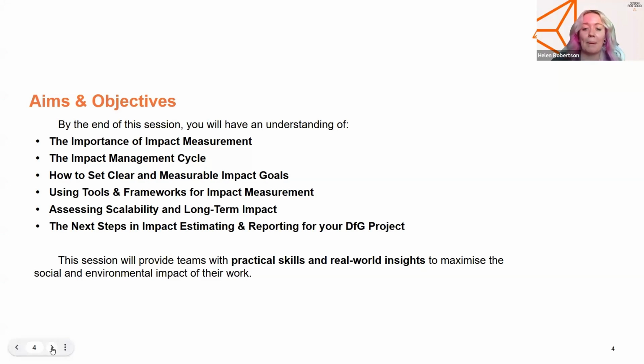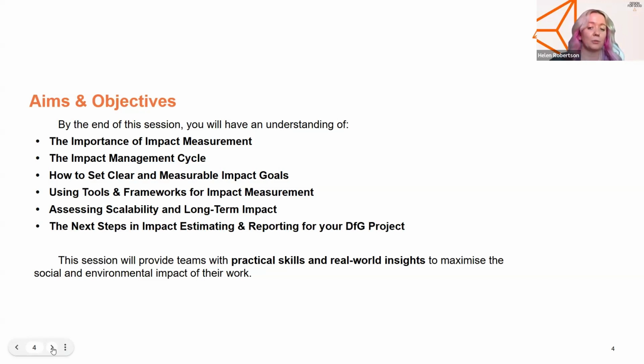First, we'll explore why impact measurement matters. It's not just about accountability. It's crucial for ensuring effectiveness, fostering learning, enabling scaling, and securing long-term change. Next, we'll walk you through the impact management cycle, breaking it down into 4 key stages. We'll also look at setting clear and manageable impact goals using the SMART framework, ensuring they're actionable and trackable. We'll introduce a range of tools and frameworks for impact measurement, including both quantitative and qualitative approaches.